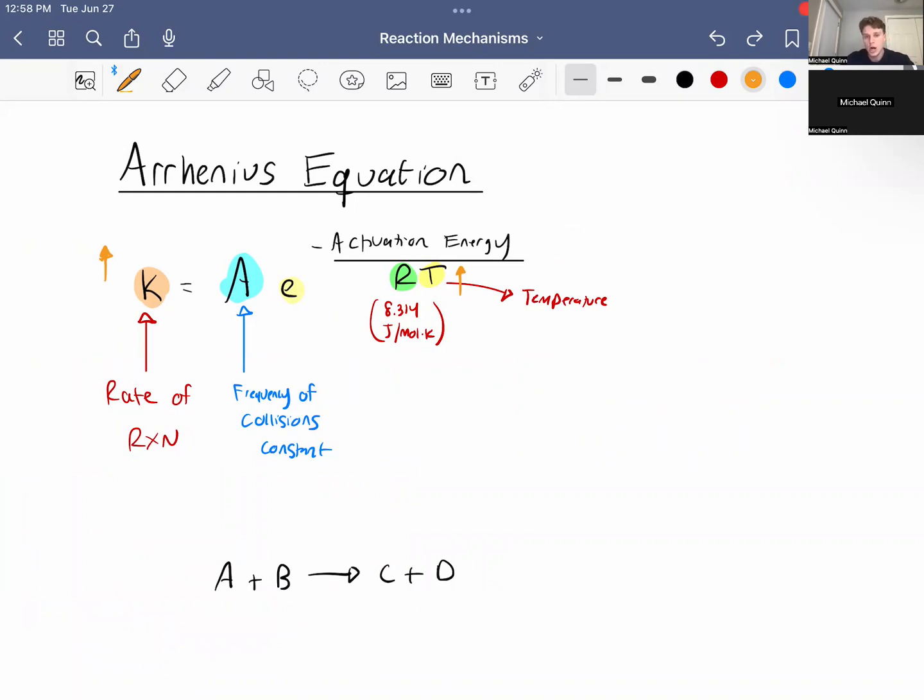We cannot change our R constant. It is 8.314 joules per mole Kelvin, and we will not change our frequency of collisions constant. So this equation essentially equates activation energy and temperature to our rate of reaction. And we know that decreasing our activation energy and increasing our temperature can get us a faster rate of reaction.